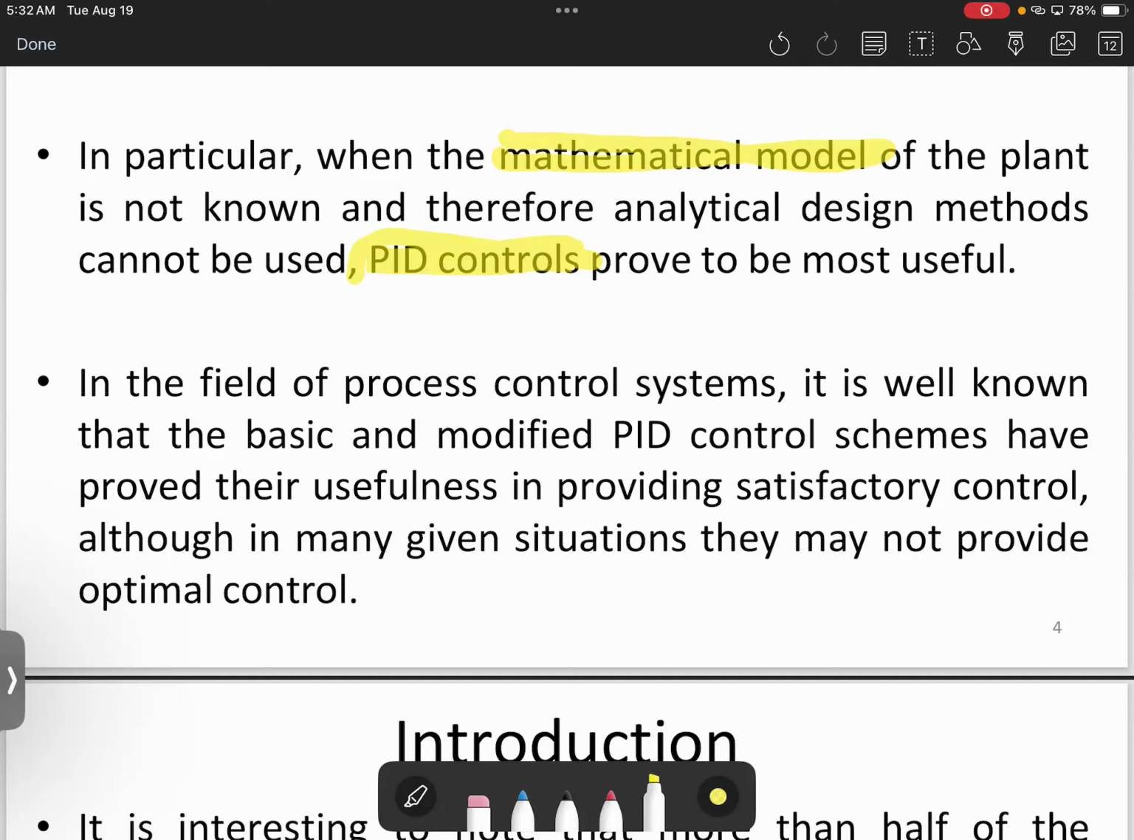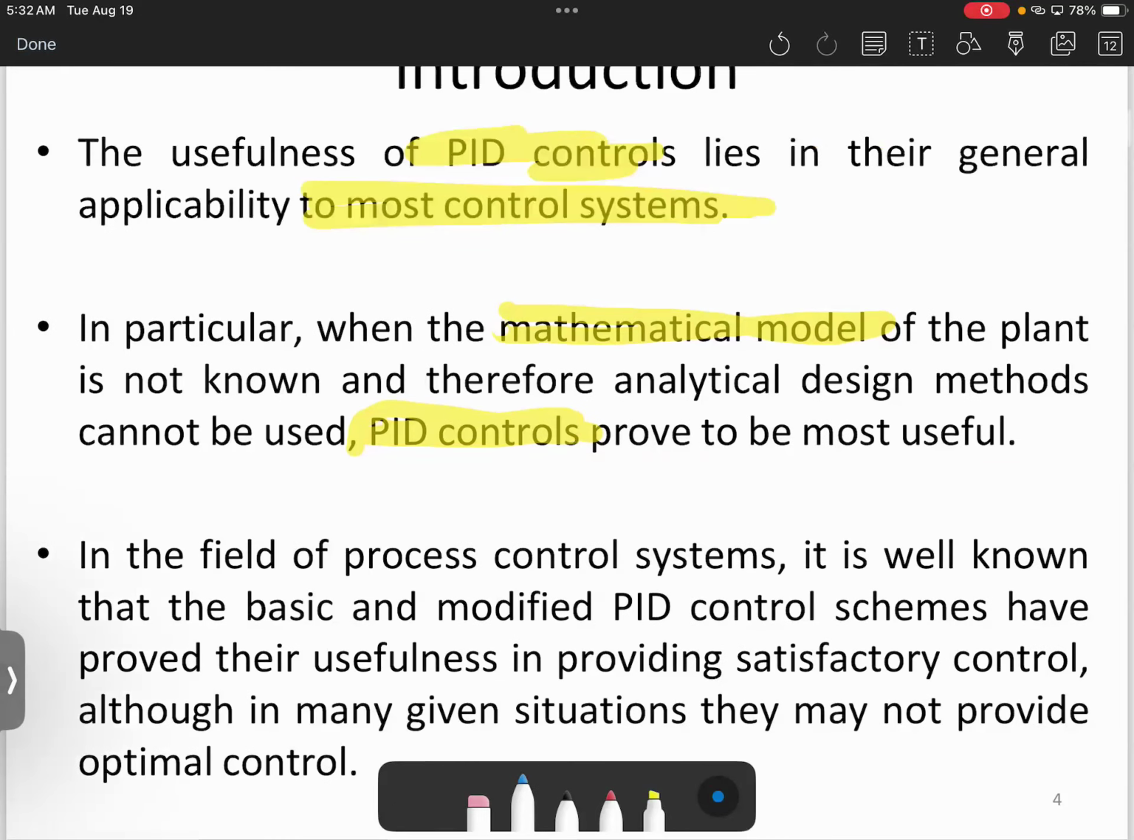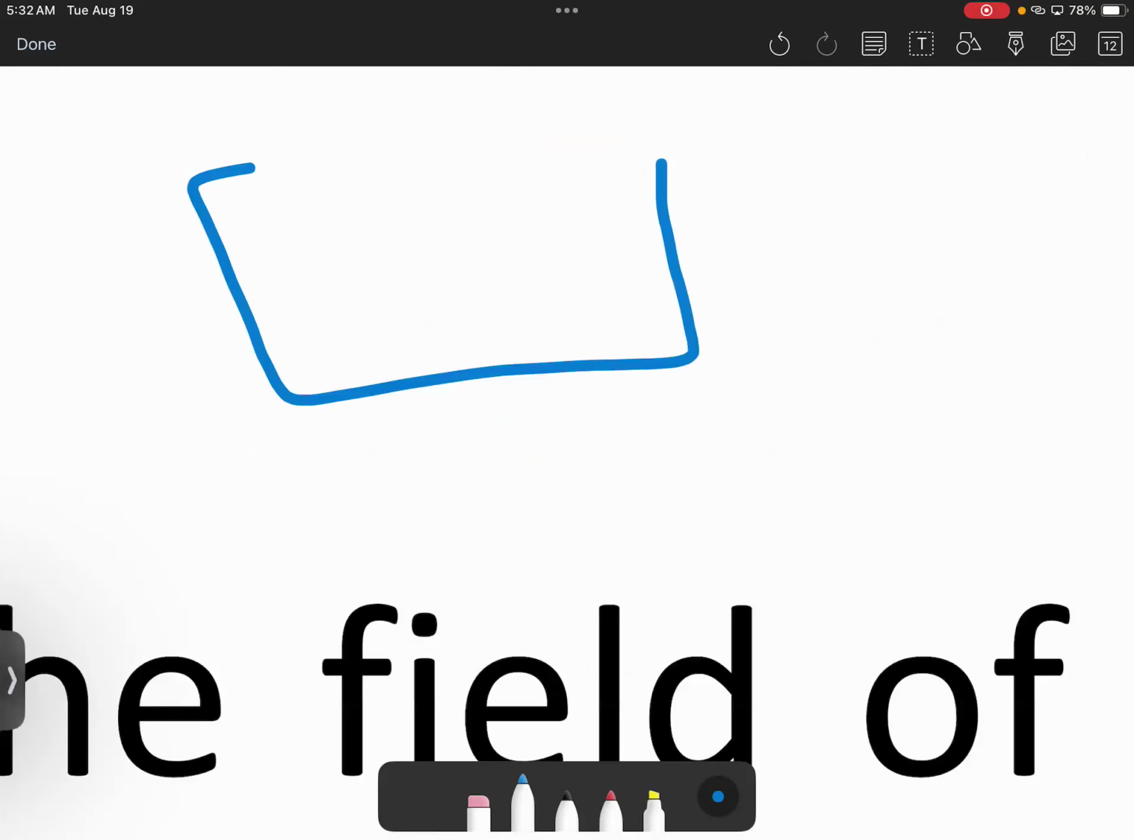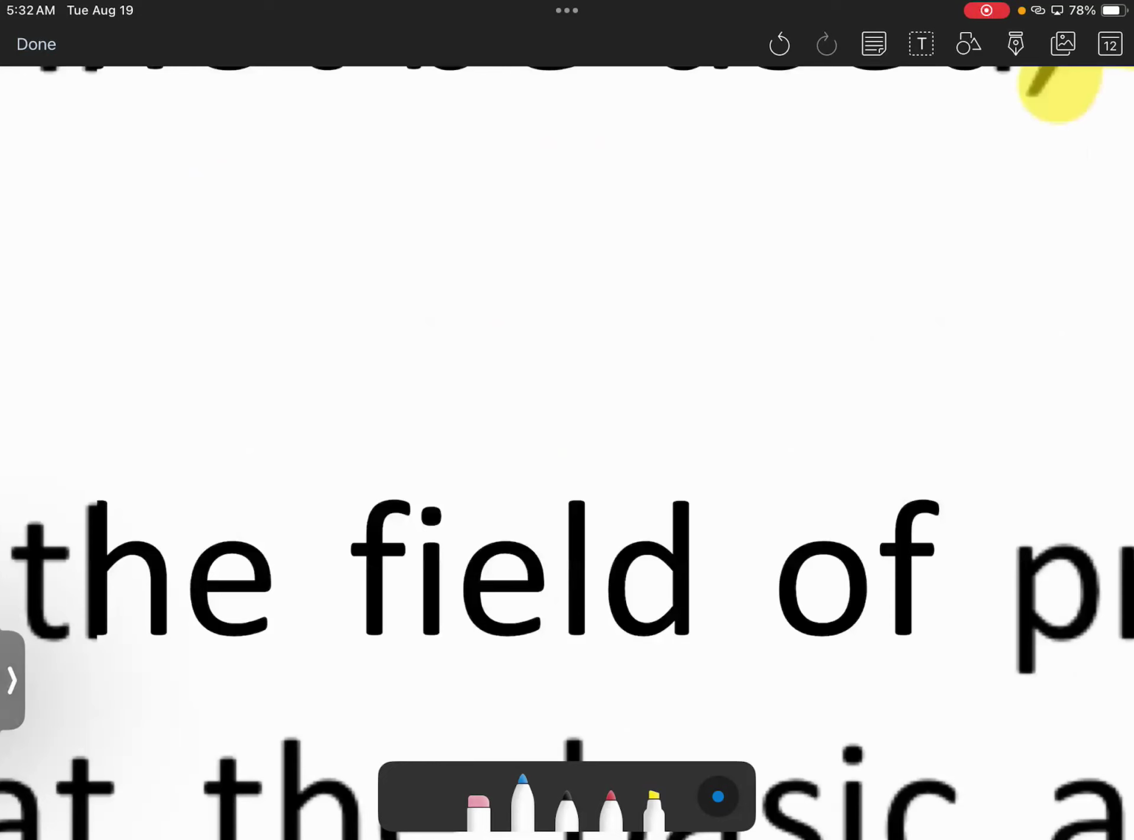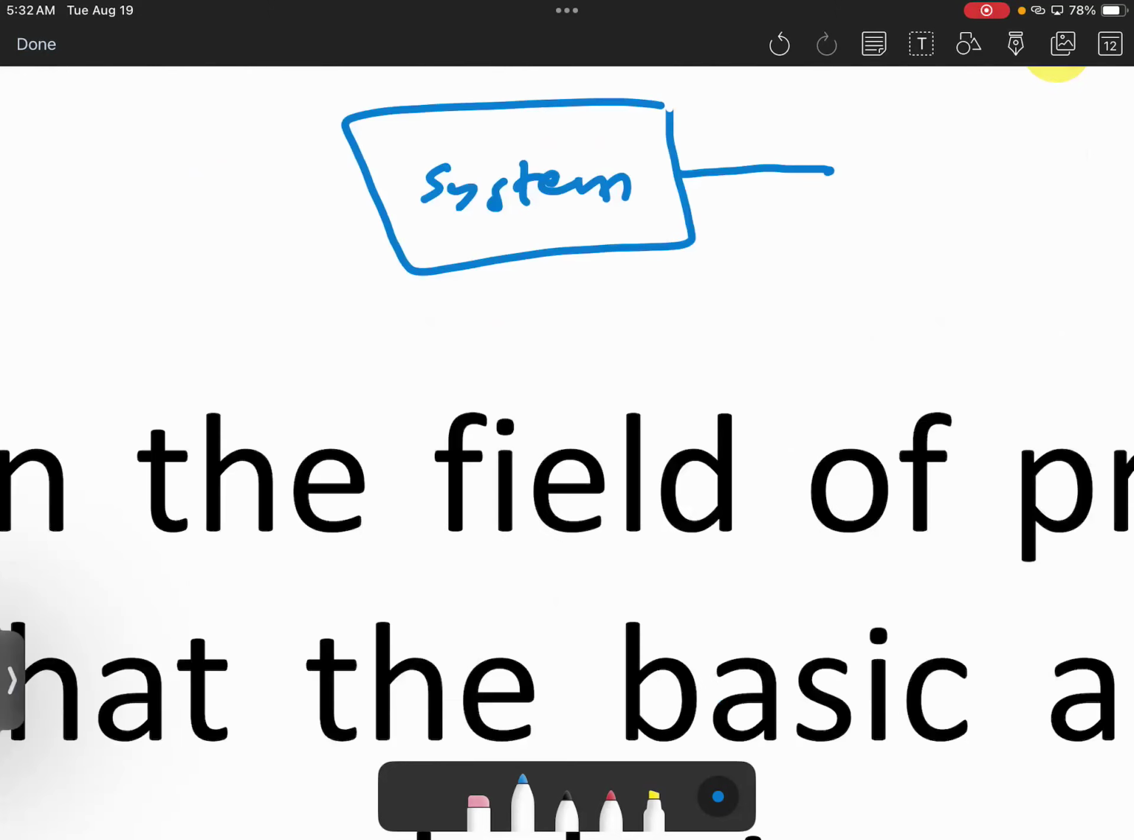However, sometimes, in some situations, if you don't know what's inside the system, you have to work by trial and error. You have this system, and you don't know the mathematical model for it. We need to control it. The advantage of the PID, that's why the PID is very famous.